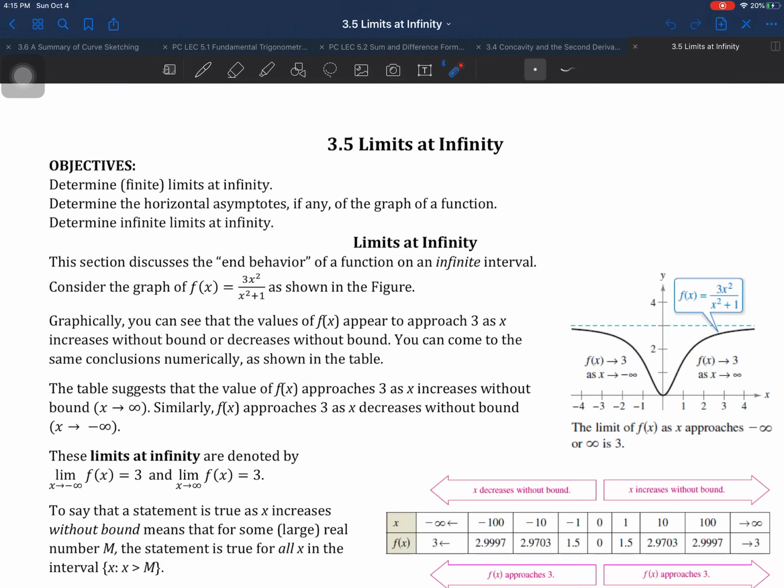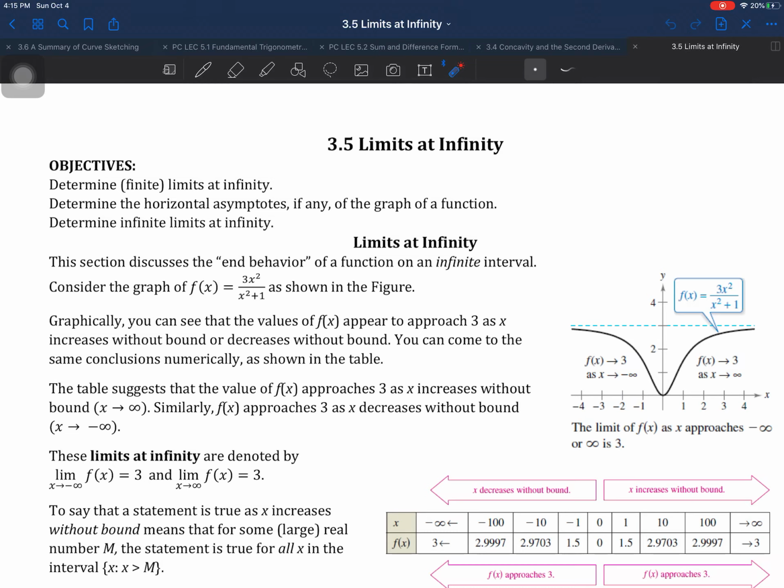So this is going to help us describe the behavior of a function as x goes to infinity. Now, when we are discussing this, it's important to discuss both directions: as x goes to infinity, but also as x goes to negative infinity. In this section, we'll determine the limit at infinity, which could be different cases. If we have a finite limit, that means it is approaching a specific real number.